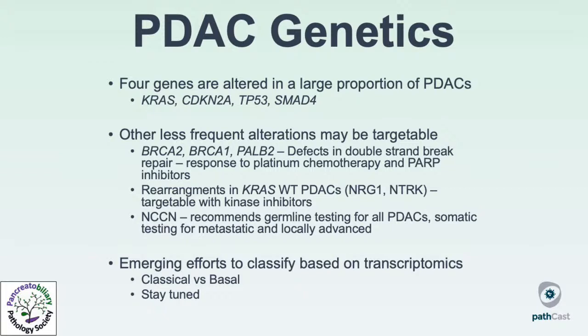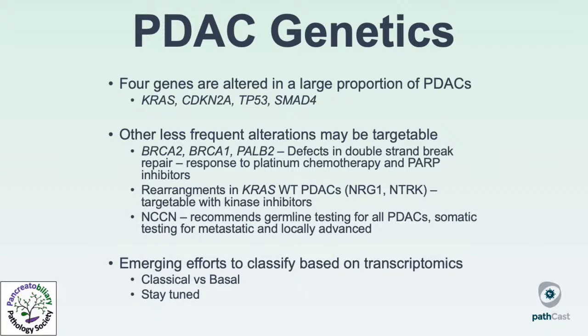And so for these reasons, the NCCN currently recommends germline testing for all PDACs to identify these tumors with defects in double-strand break repair for platinum and PARP inhibitors, and then somatic testing for metastatic and locally advanced to identify other potentially actionable subsets. This is an evolving field, though, and it's possible as more targeted therapies are identified in the somatic genome, the recommendations will be broadened. Many academic centers right now do the somatic testing on all PDACs, but that's not something that's been widely recommended by advisory panels.